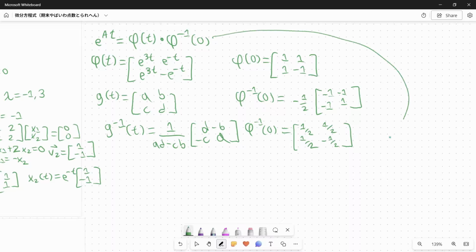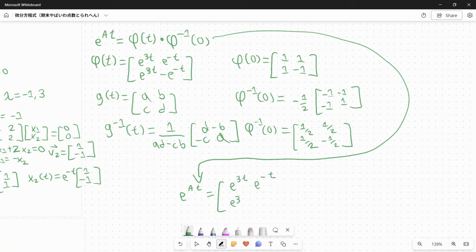So, moving an arrow down here, we can say that e to the At is ultimately going to be equal to e to the 3t, e to the negative t, e to the 3t, and negative e to the negative t, times its inverse at 0, which is 1/2, 1/2, 1/2, and negative 1/2.